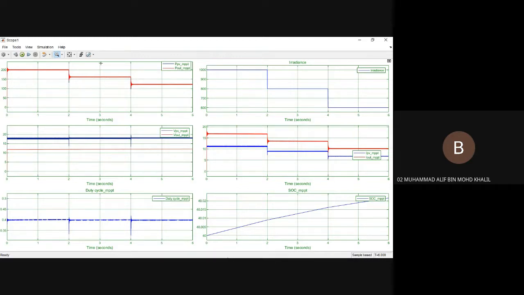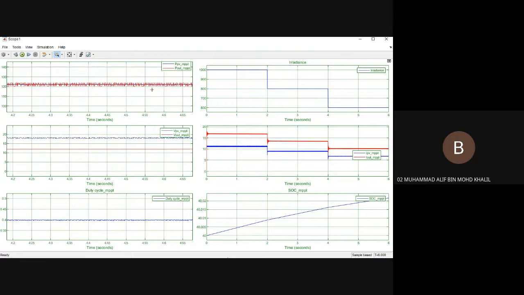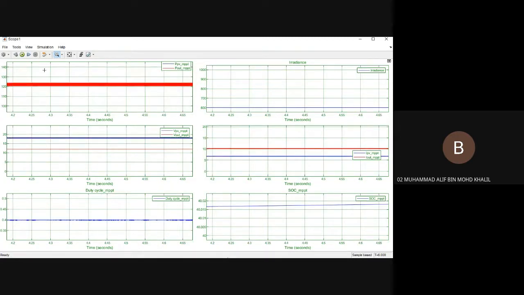So as you can see here, at 1000, it reached 200, which followed the specification of the PV module. So at 1000 it reached 200, and at 800 it reached 161, at 162 watt in power, and then at 600 it reached around 122 watt in power.